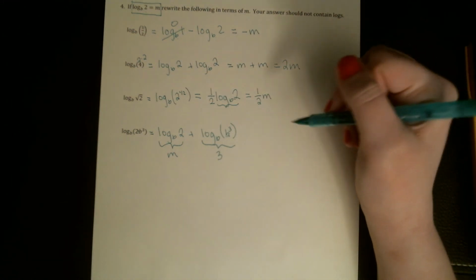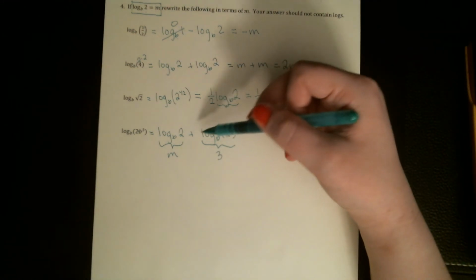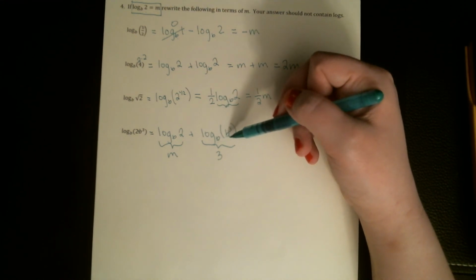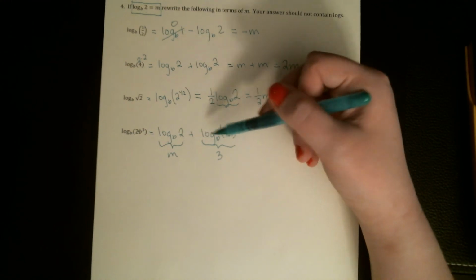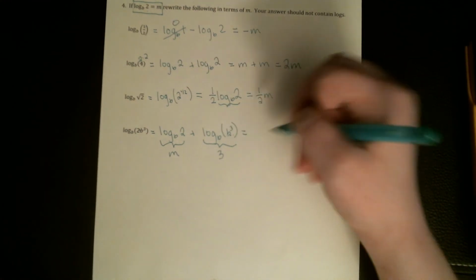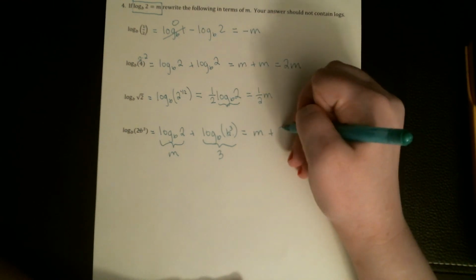You should still get the correct answer if you use the power rule. You'd get 3 log base b of b. Log base b of b is saying what power of b gives you b, and the answer is 1, so you'll get 3 times 1, which is still 3. So it's not wrong, but it's not necessary, I think, on that one. So my answer here is m plus 3.